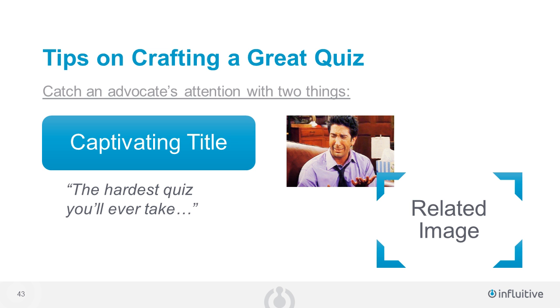To pair with a captivating title, you need to have some sort of visual, so either an image or a GIF related to that title or challenge. Here we have Ross from Friends, who is stressing about having to take a really hard quiz. So it makes people wonder, how hard really is this quiz? The saying, a picture is worth 1,000 words, couldn't be more true. Images can display a very visual connection in ways that words can't.